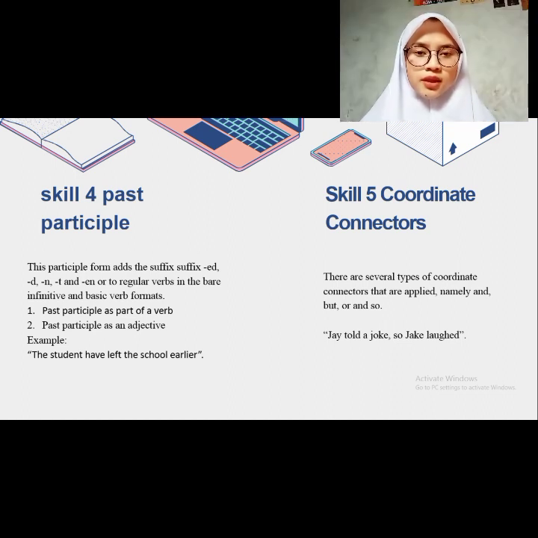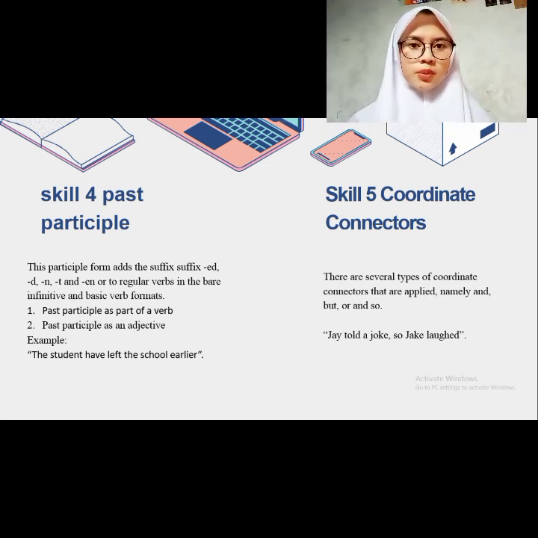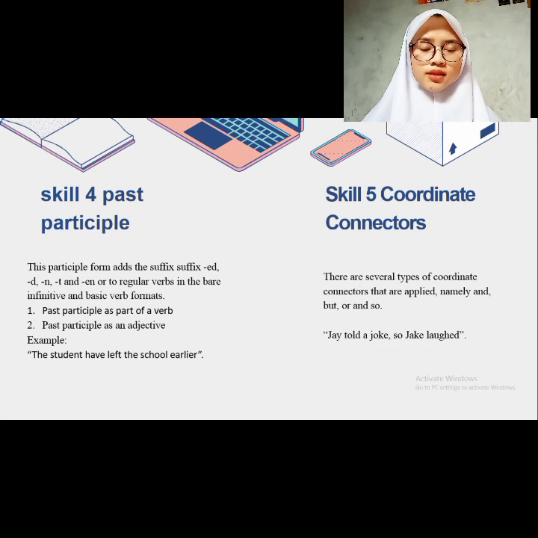First, past participle as part of a verb. This part works when accompanied by have, had, has, and be. The second, past participle as an adjective. The opposite of the first, this can happen if it is not accompanied by have, had, has, or be. Let me give you an example. The students have left the school earlier. We analyze, we can see that left is part of the verb because it is accompanied by have.